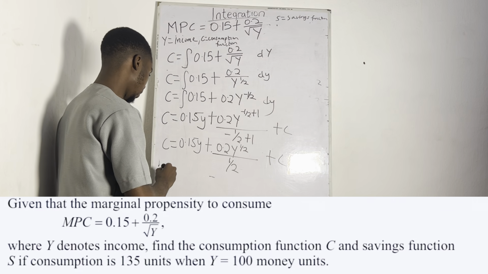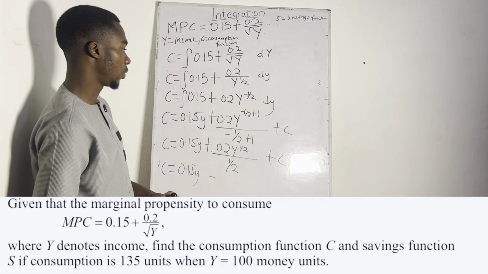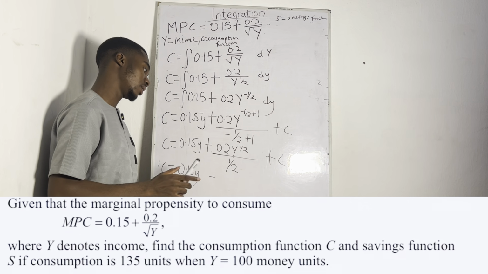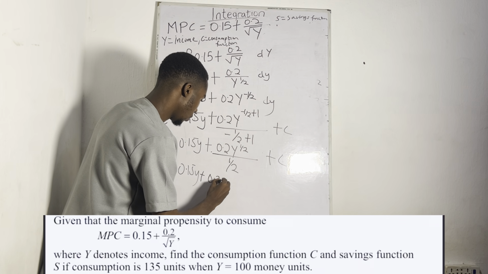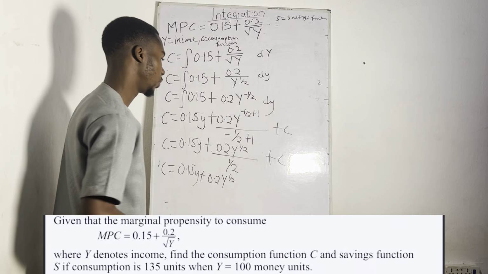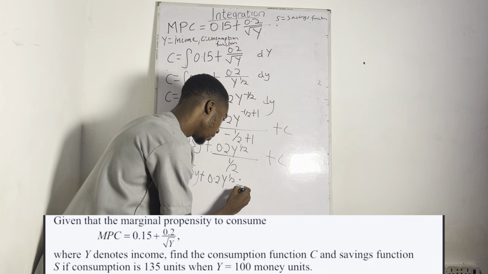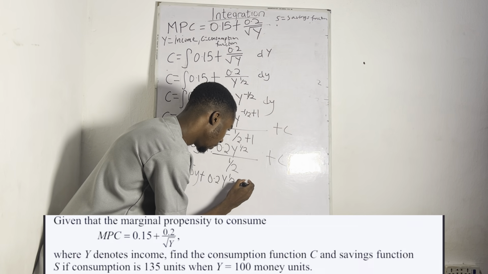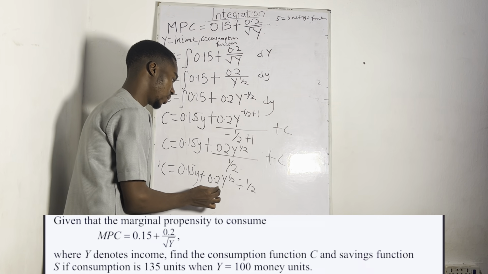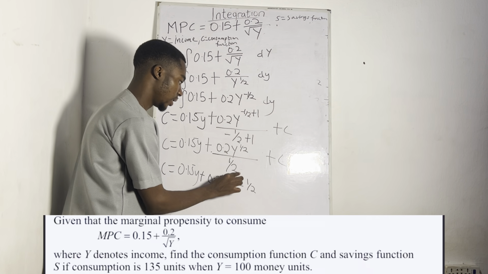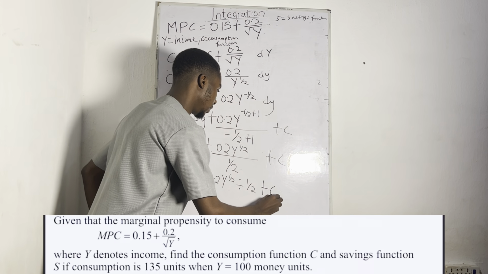So let's continue. We have C is equal to 0.15y plus 0.2 y exponent half over half. This is the same as 0.2 y exponent half, which is at the numerator, divided by the half which is at the denominator, the 1 over 2. This is the same as this divided by this. So 0.2 y exponent half divided by the 1 over 2. I hope no one is confused. So plus c.